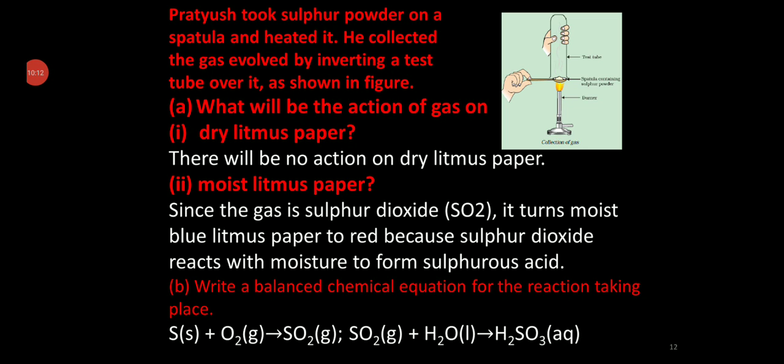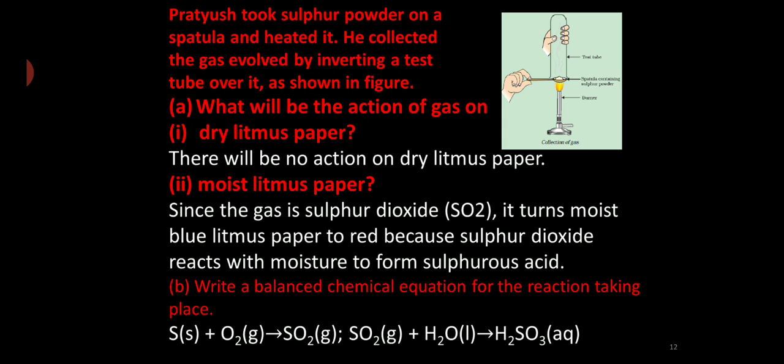The next one is what? Moist litmus paper. Since the gas is sulfur dioxide, it turns moist blue litmus paper to red because sulfur dioxide reacts with moisture to form sulfurous acid. So when you treat sulfur dioxide with moist blue litmus paper, blue changes into red. Do you know this indicates what? Acidic property, right?